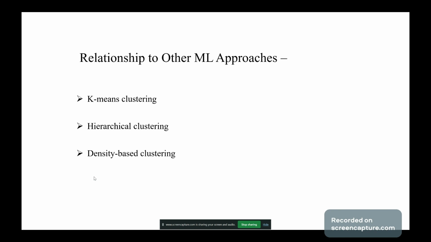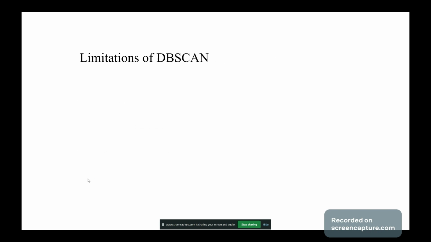And number three, density-based clustering. DBSCAN belongs to the family of density-based clustering, which also includes OPTICS, ordering points to identify clustering structure, and HDBSCAN, hierarchical density-based spatial clustering of applications with noise, which basically is one of the improvements of DBSCAN. These methods share the common principle of clustering based on the density of data points. So let's explore some of the limitations in detail.